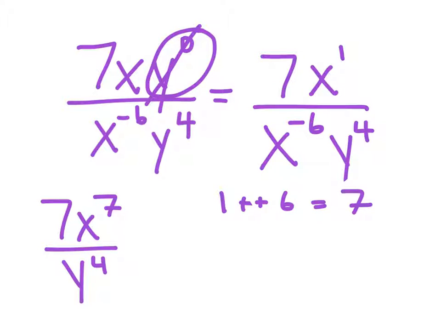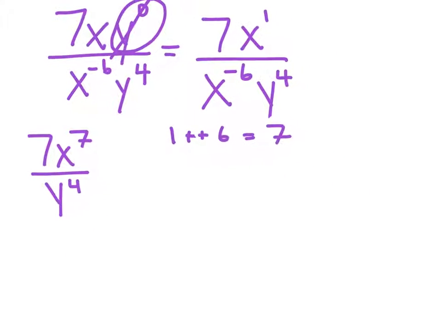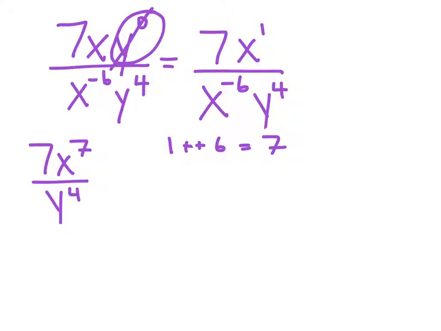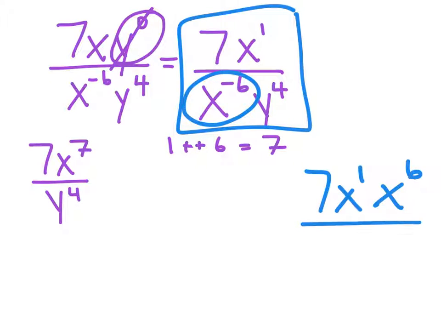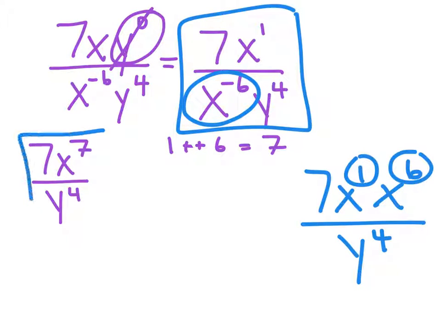The other way of looking at this is to take my original problem, and I could have moved this x to the negative 6 power up to the numerator to begin with. And sometimes this is helpful to kind of keep all of your exponents positive. So now we would have just added the 1 plus 6, and you would have gotten your final answer as 7x to the 7th power over y to the 4th power.